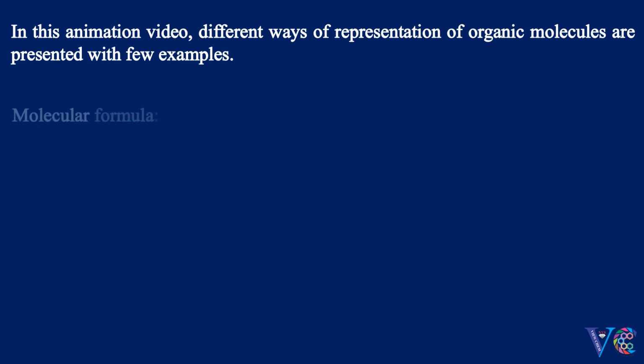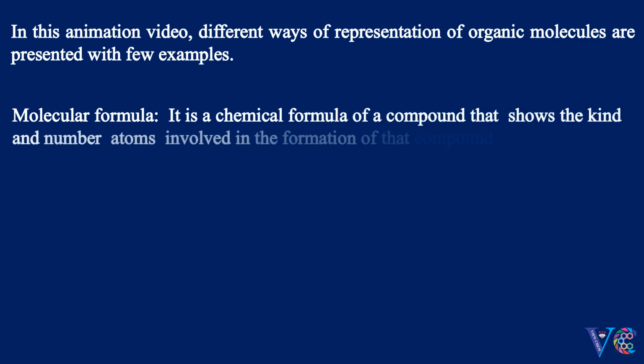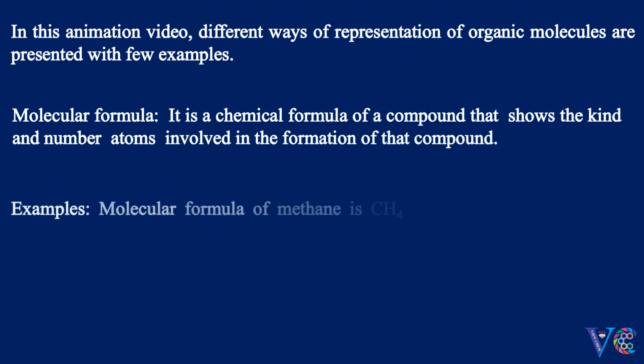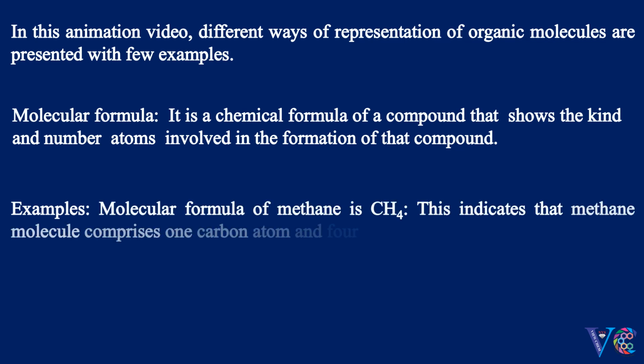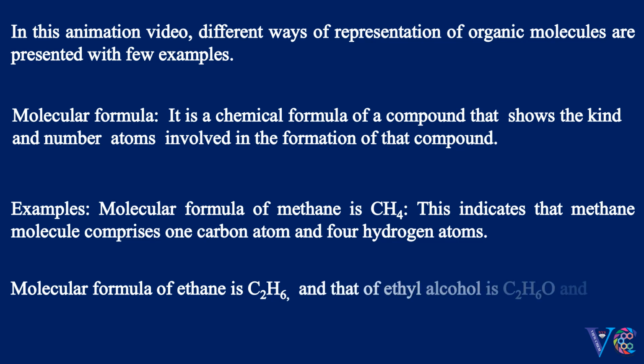Molecular formula: it is a chemical formula of a compound that shows the kind and number of atoms involved in the formation of that compound. Examples: molecular formula of methane is CH4. This indicates that methane molecule comprises of 1 carbon atom and 4 hydrogen atoms. Molecular formula of ethane is C2H6, and that of ethyl alcohol is C2H6O, and acetaldehyde is C2H4O.